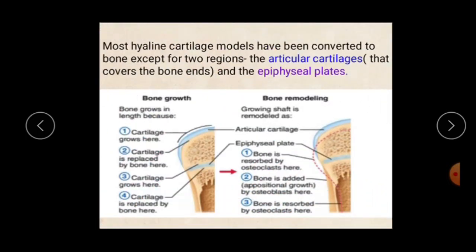Most hyaline cartilage model had been converted to bone except for two regions, which are the articular cartilage, then the epithelial plate. We have the bone growth and bone remodeling. Ayan, makikita natin sa picture.